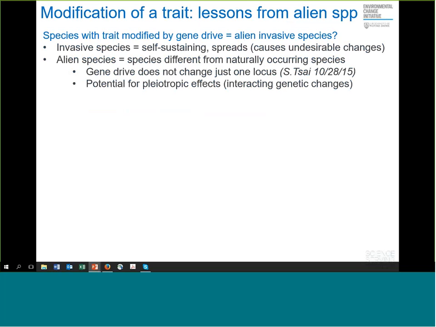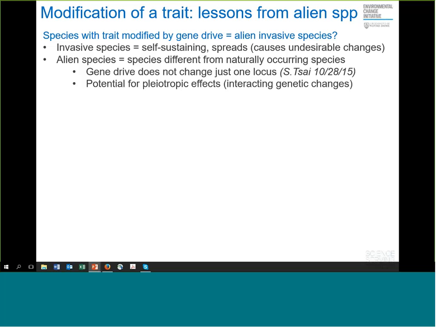And I want to suggest that there's a lot to be learned from the subdiscipline of invasion biology. And so I want to first make the case, which I don't want to overstate, that when a gene drive might be used to modify a single or a few loci, there's a similarity to alien invasive species. First of all, the gene drive application by definition makes the target species an invasive species in this sense. It's intended to be self-sustaining, and it's intended to spread.